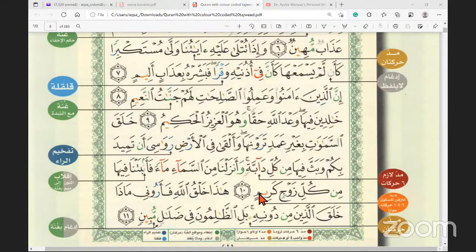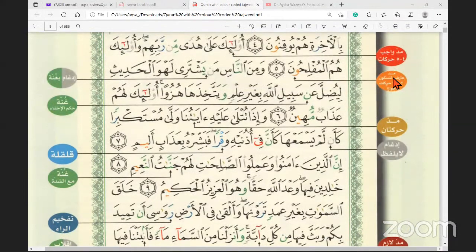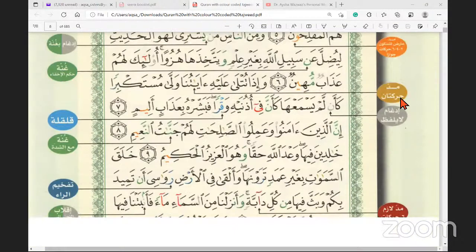All right, so right there, they actually said Mad'arad al-Sukun twice. This is the same as this one, all right? So I guess they forgot to mention that it was the same.